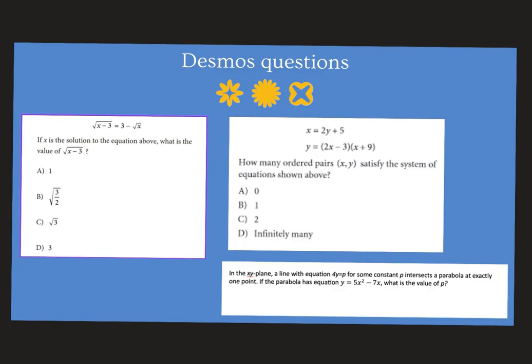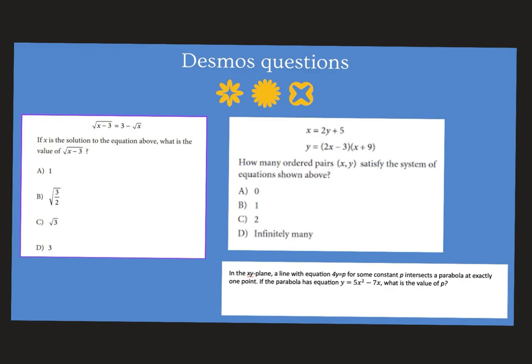All right, so this first question says, if x is the solution to the equation above, what's the value of the square root of x minus 3? So first of all, I want to figure out what x is by solving this. If you remember from Algebra 2, if they had 2 square roots, this becomes a nightmare because you have to square both sides, and when you square the right-hand side, you have to expand and FOIL, and then you have a square root, so you have to square again.